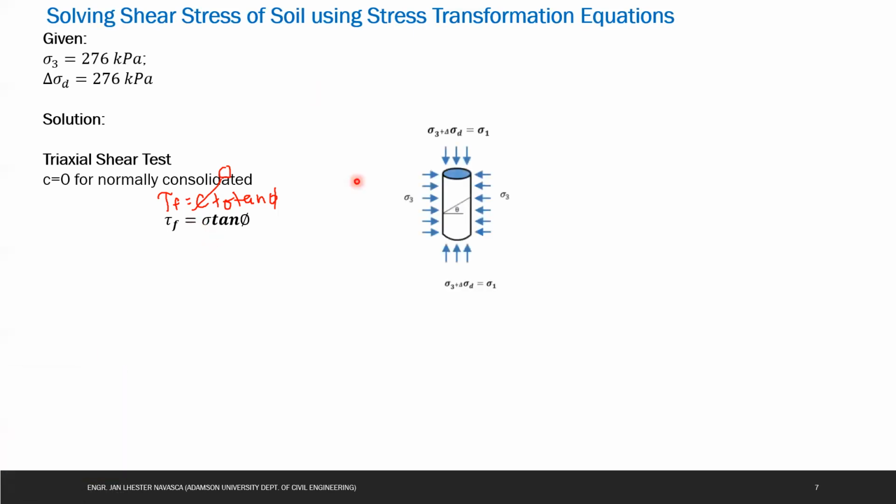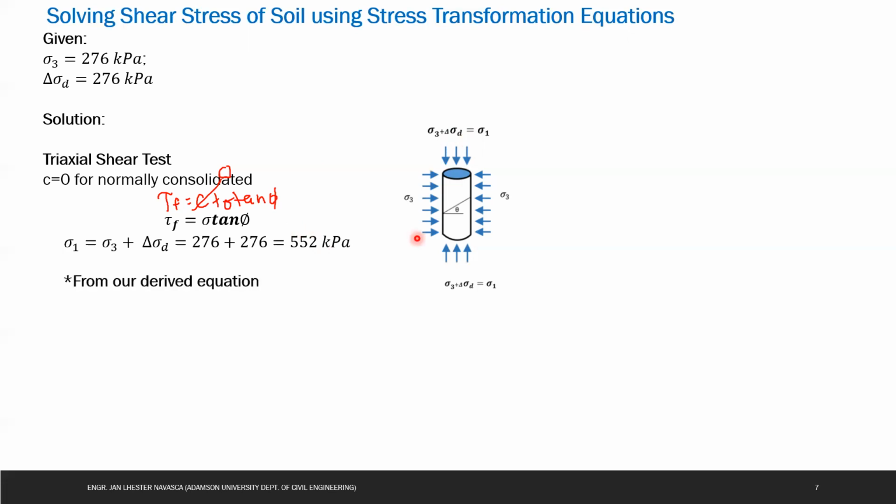Then this is a triaxial shear test. We have this stress element. Take note that your major principal stress, sigma 1, is equal to sigma 3 plus your deviator stress. Therefore, your sigma 1 is equal to 276 plus the deviator stress of 276, that is 552 kPa.